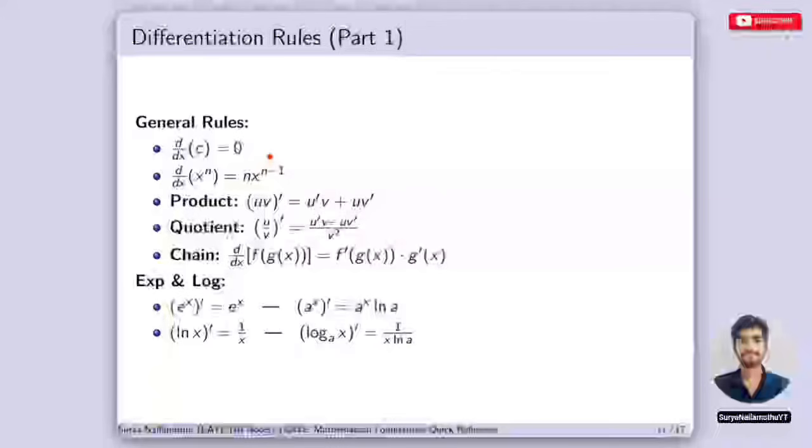d by dx of x power n is equal to n into x power n minus 1. Here is the UV rule formula. By applying the differentiation d by dx, this is the formula for d by dx of UV and d by dx of u by v. And this is the formula for the chain rule. And next, exponential and logarithms. This is the exponential and logarithm formula, so you need to remember this one.